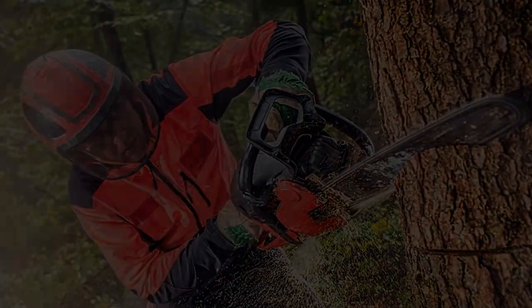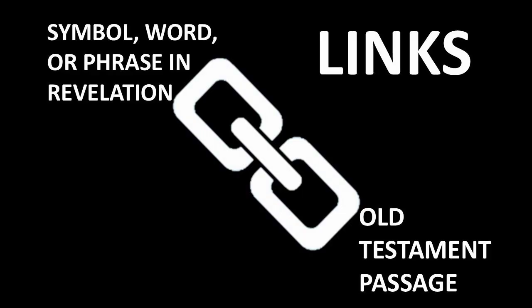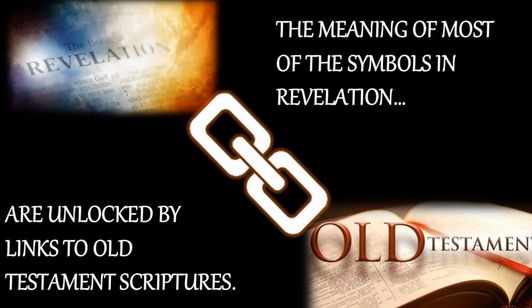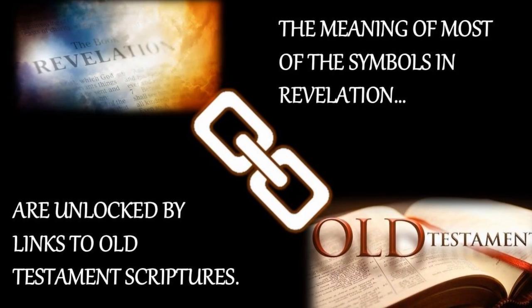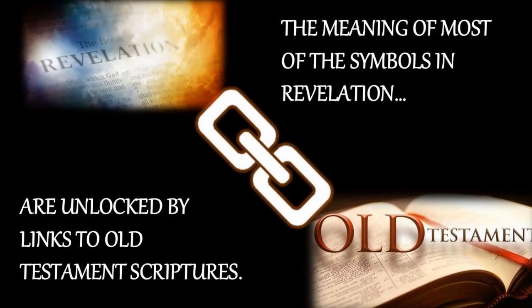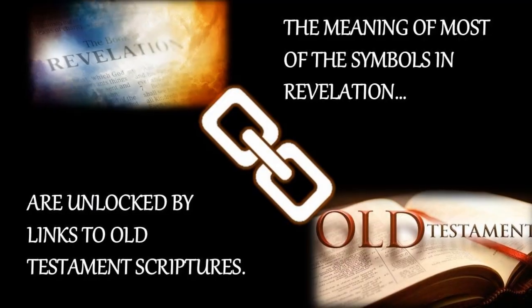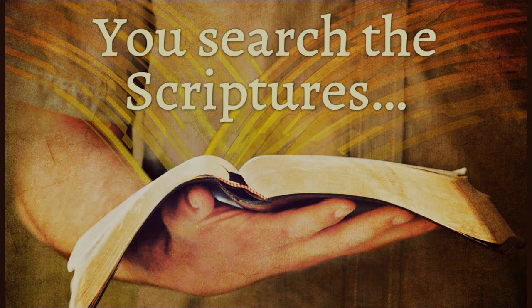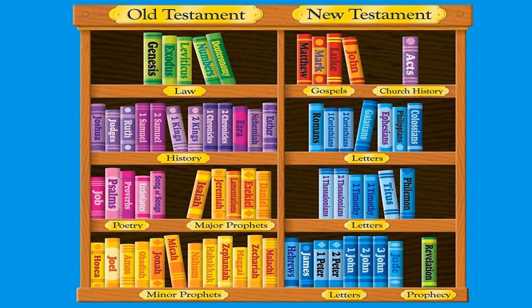In a previous video, we looked at one of the most important tools, scriptural links. These consist of words, phrases, symbols, or characters from Revelation that match with similar ones in the Old Testament. These Old Testament links have additional information that can unlock the meaning of the link from Revelation. Of course, the trick is to find these Old Testament links. The Old Testament is huge, and a lot of it has little to do with Revelation.